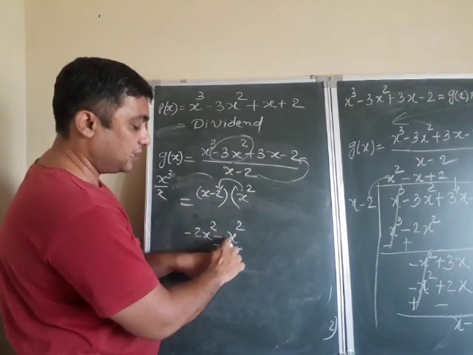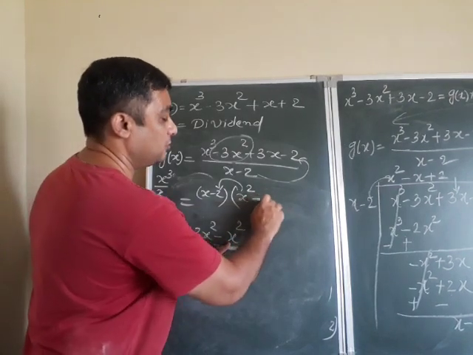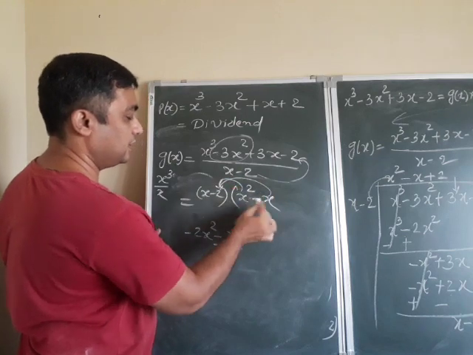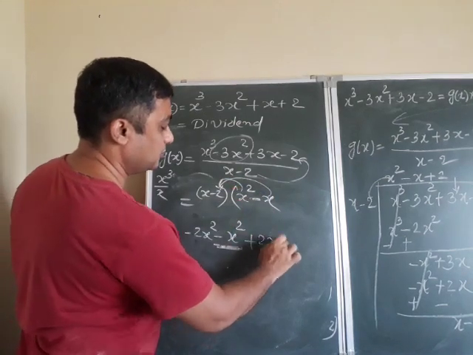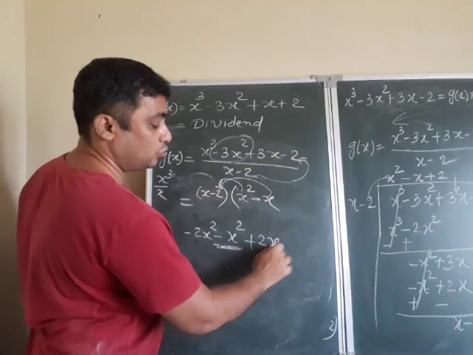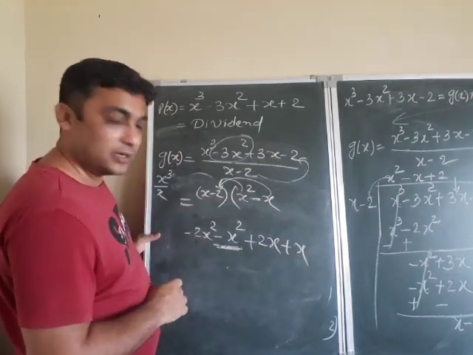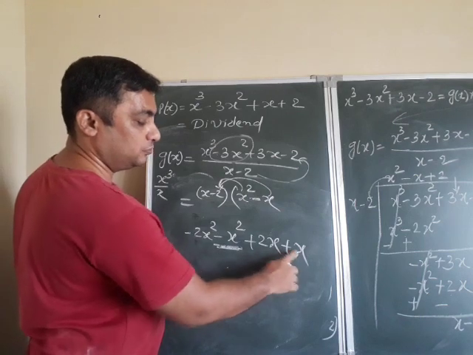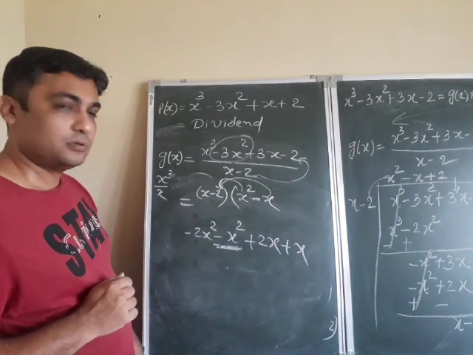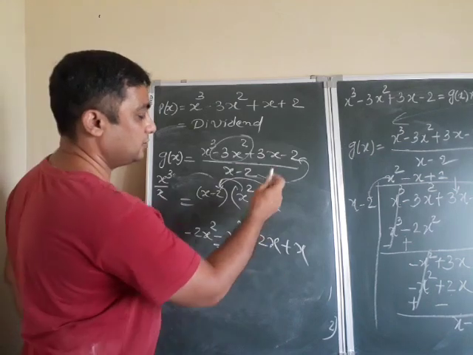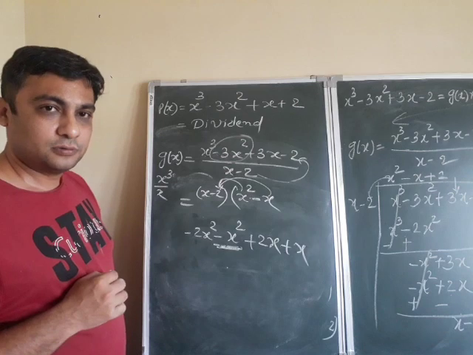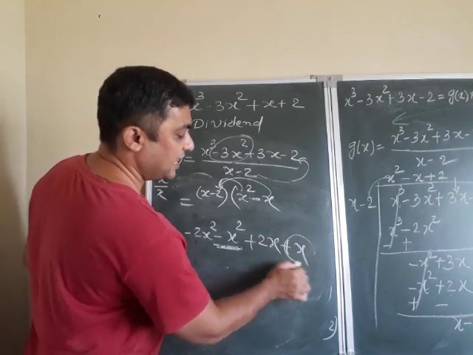For the adjustment, reduce its power by one, so minus x. Now multiply minus x here. So minus minus plus 2x. How many x do you need? 3x. So 2x plus x. Clear? Yes or no? So 2x plus x. Understood? Is that followed or not? So this is your adjustment.